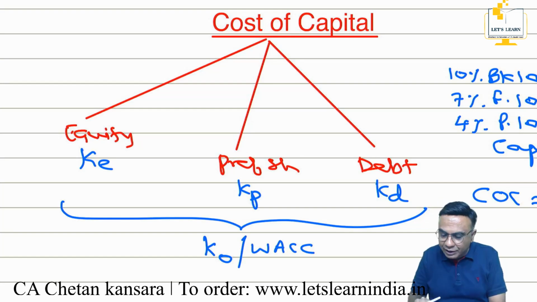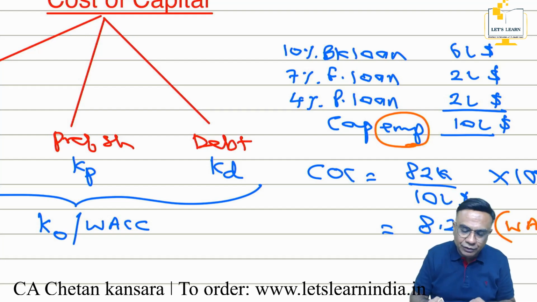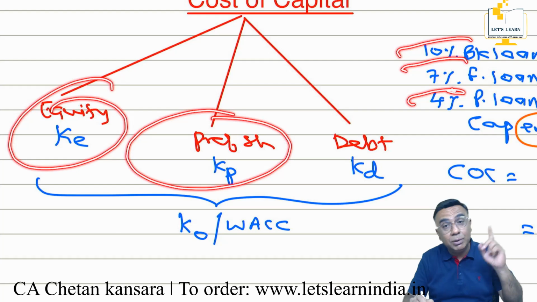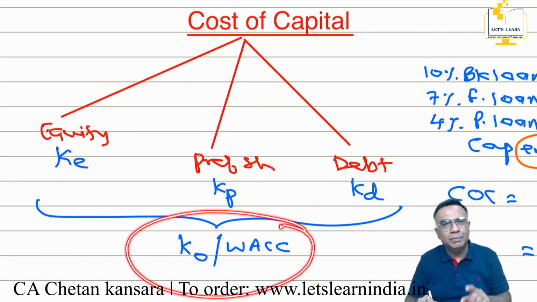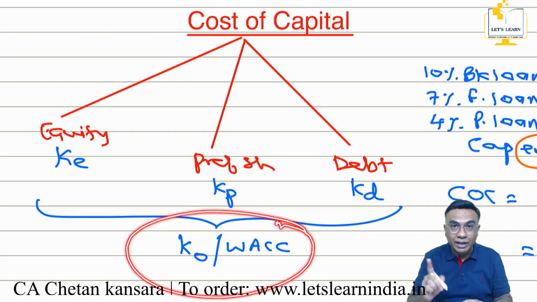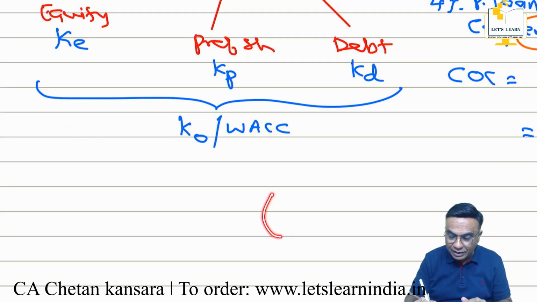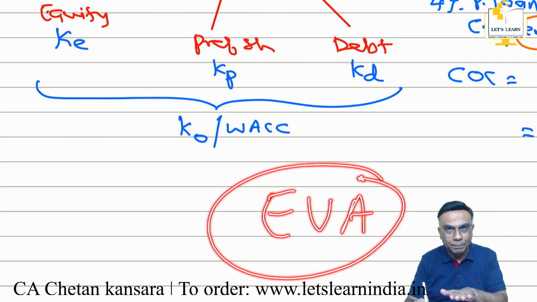Like we calculated 8.2% for your funds. These are the different sources of funds for you. Similarly, these are different sources of funds for the company. So the overall cost for the company is this, which we compare with the return on capital employed. When I compare return on capital employed with the cost on capital employed, the difference is called economic value added, which we are not covering in this topic.